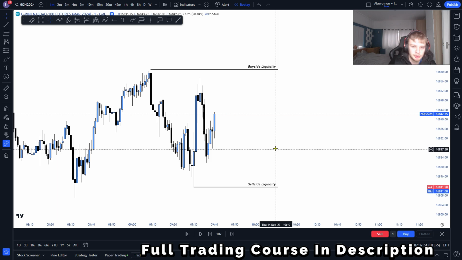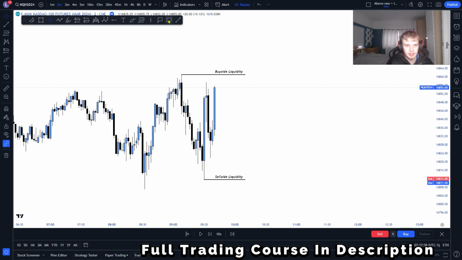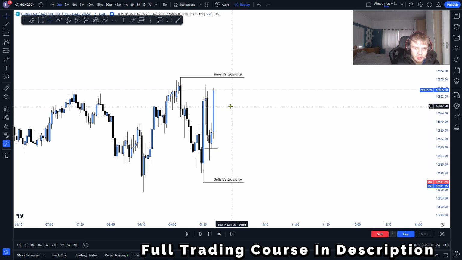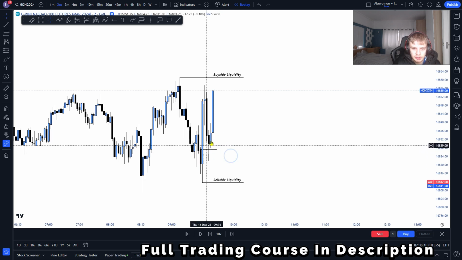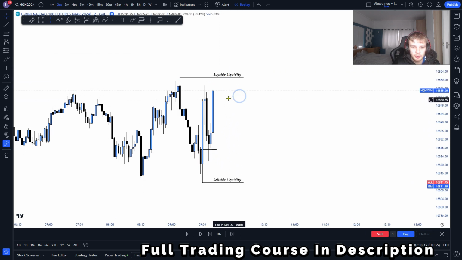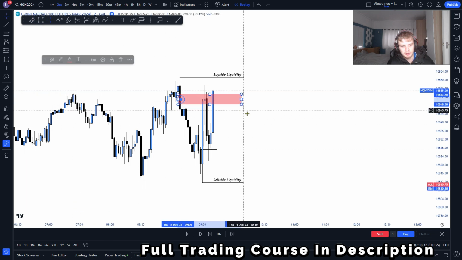So let's say you trade order blocks. Okay, so right here we have a bullish order block, and as you can see, price is reacting off of the bullish order block. So then if price keeps respecting this bullish order block, price action will most likely want to go up. We also have a fair value gap here, a bearish fair value gap.